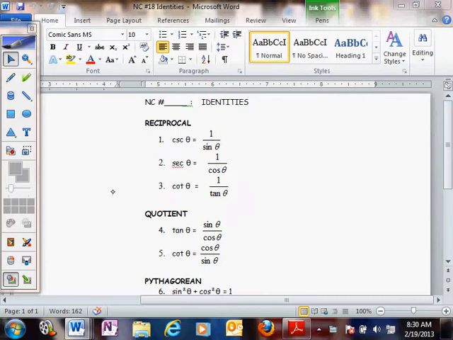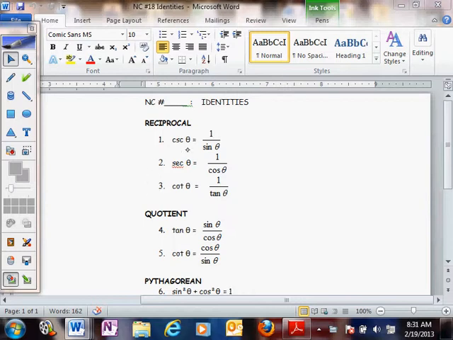All right, let's get started with talking about how to prove trig identities. First thing we need to talk about is, what are some of these identities? And identities are basically things where we equate different forms of trig ratios to something else. For example, these first three we already know.